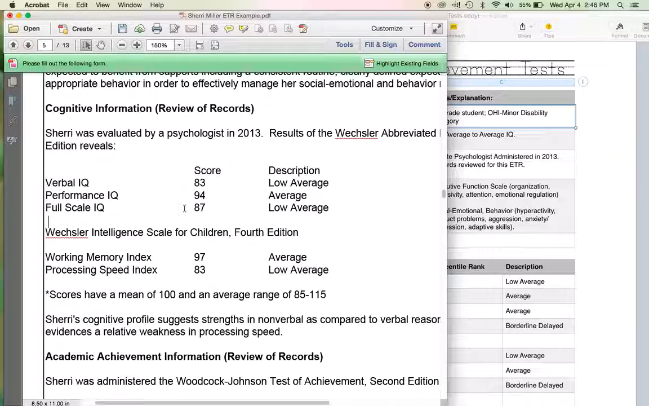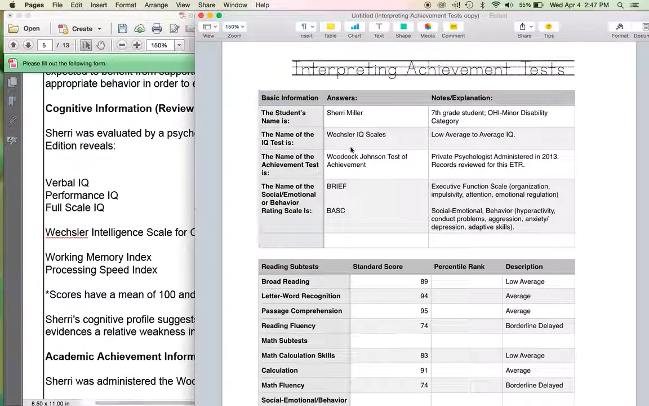So this overall or full scale IQ, remember, is a general measure of her ability, and that's low average. She has low average verbal skills, average nonverbal or performance skills. Down here in this other IQ test, she's got average working memory and low average processing speed. So I just wrote here that she had some Wechsler IQ scales that were administered in her evaluation, and she had a low average to average IQ or intellectual ability. So that's what I chose to write down from her IQ test results.